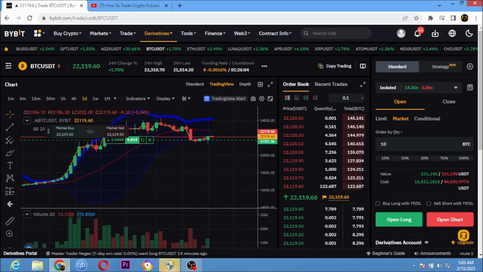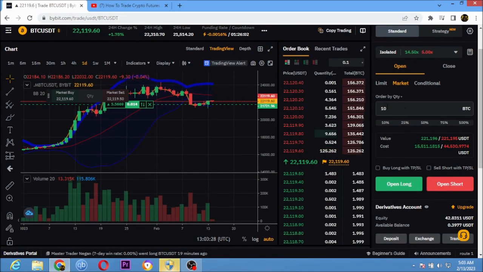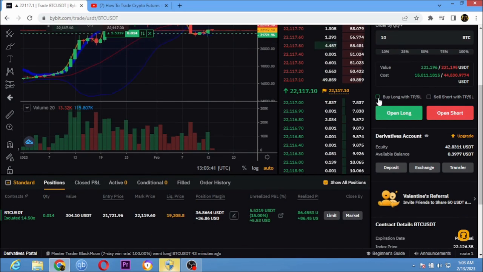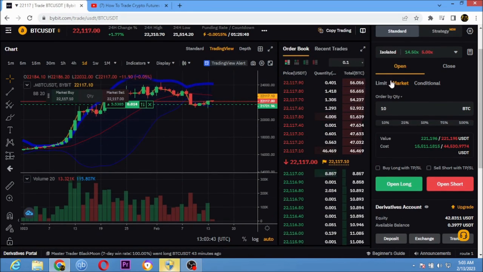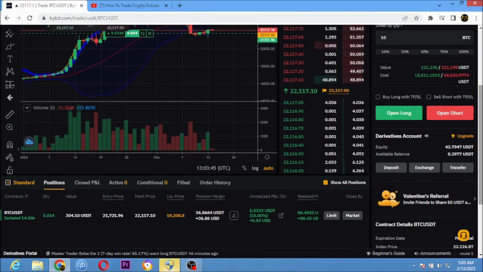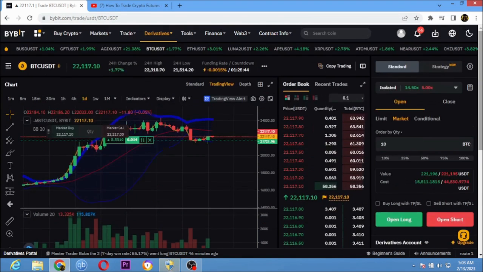If you want to use market, it doesn't mean you set the price; it will trigger itself at the current price. You put the quantity, maybe I want to buy 10 BTCs, then you set it the same way you set it in a limit. Once you say trigger, it will trigger itself.